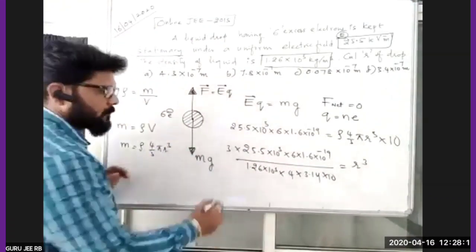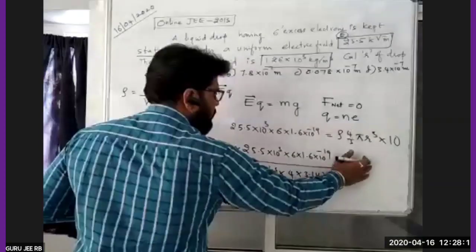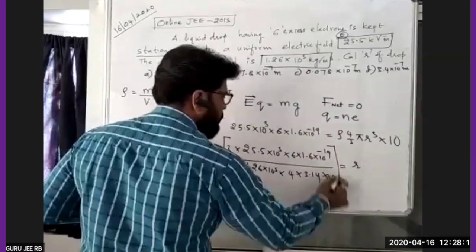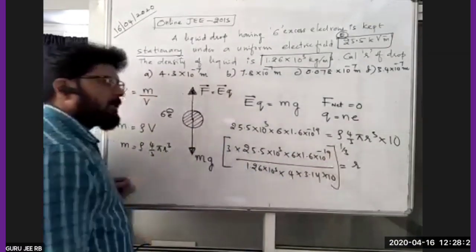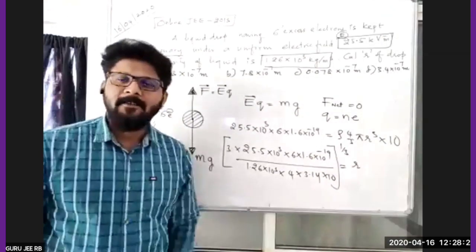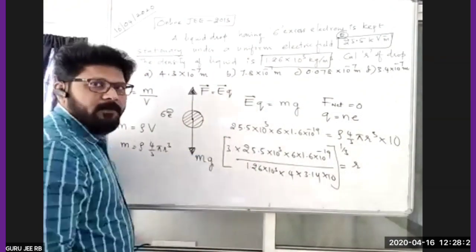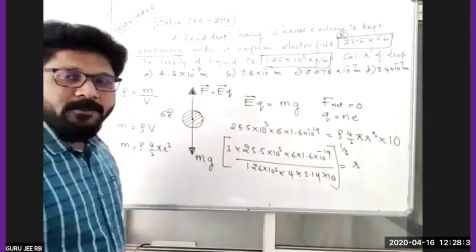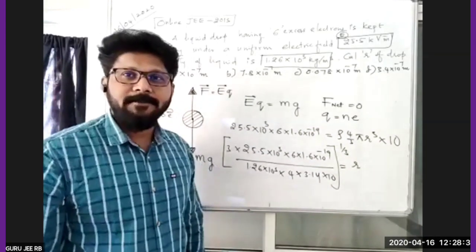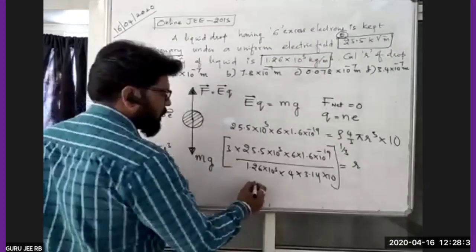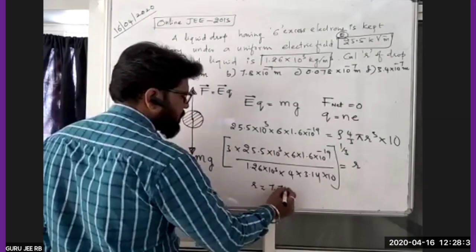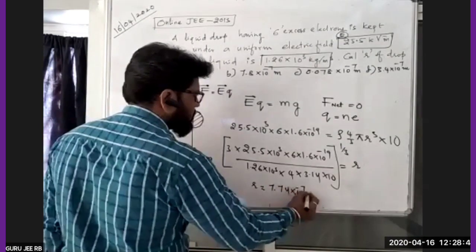Now what is R? R will become the cube root of 1/3. How does one calculate this? You have to calculate it. Approximately, if you calculate this with 1/3, it may take some time, because you may calculate faster than me, right? So we'll get the R value approximately 7.74 into 10 to the power of minus 7 meters.